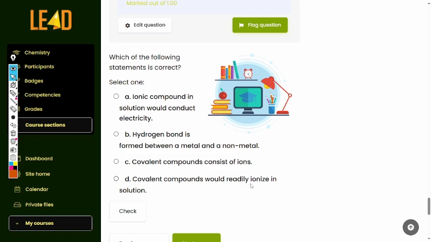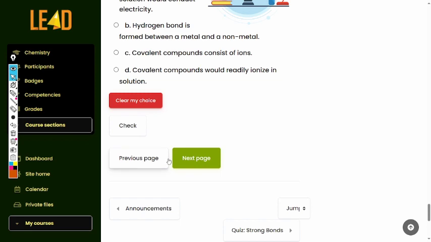Covalent compounds would readily ionize in solution. This is not true because they don't conduct electricity. So the true statement here is A. Ionic compounds in solution will conduct electricity.